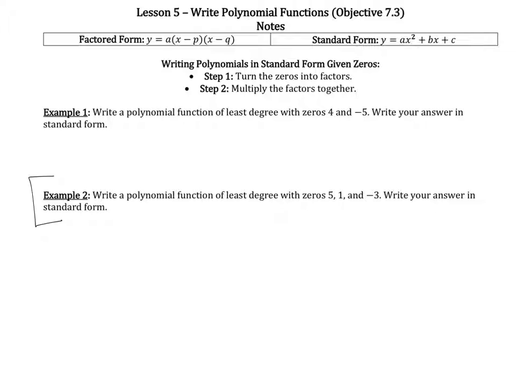So the first thing that we have to do is we have to convert these zeros to factors. So I know that there's going to be 3 of them. So it's going to be y equals, and then we're going to have 3 factors. So if the 0 is 5, meaning the x-intercept is 5, the factor that goes with that is x minus 5. So remember, it's always going to be x and then change the sign on the 0. So if the 0 is 1, then it's going to be x minus 1. And if the 0 is -3, it's going to be x plus 3.